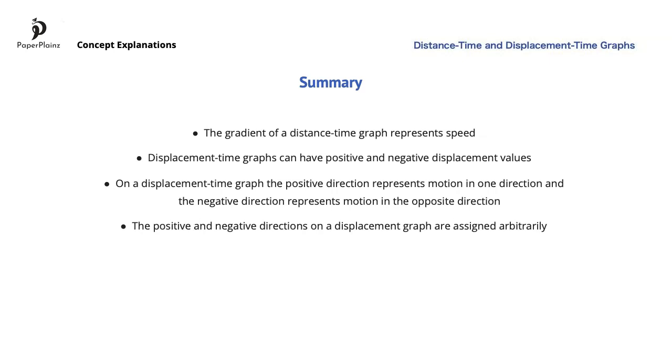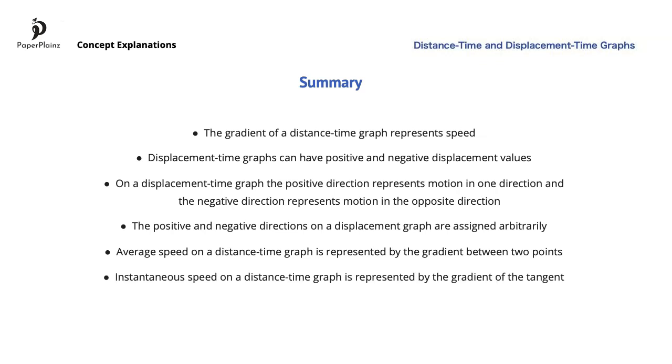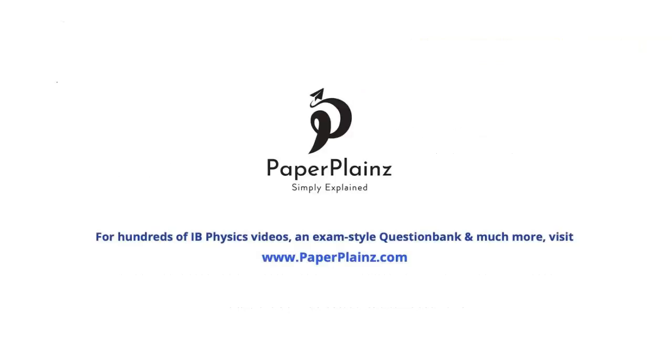Through 2 examples, we saw that average speed on a distance-time graph is represented by the gradient between 2 points, and that instantaneous speed on a distance-time graph is represented by the gradient of the tangent. And we briefly mentioned something that you probably know from math, and this is that the tangent is a line that touches a curve at a point. This completes our discussion about distance-time and displacement-time graphs. In the next video, we will learn about speed-time and velocity-time graphs.